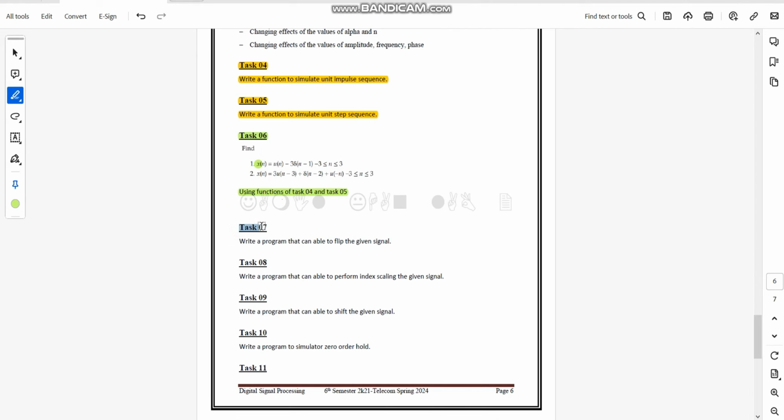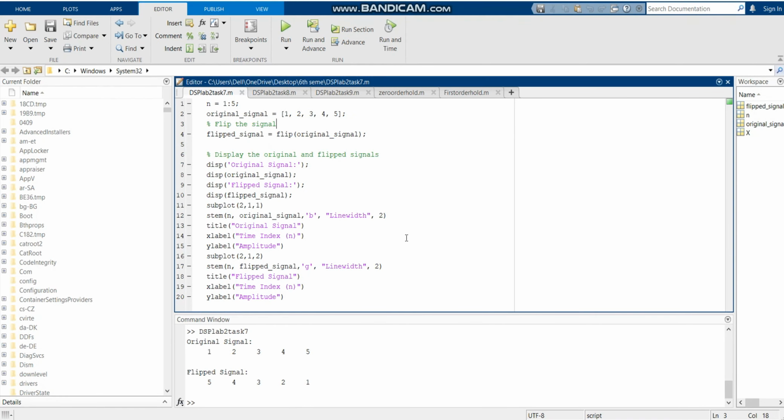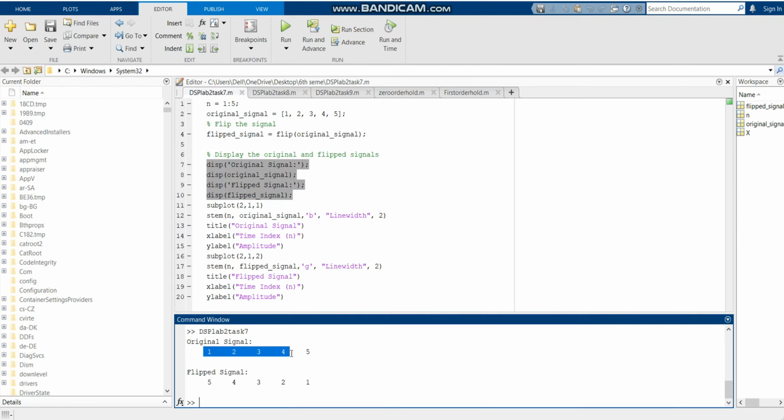Task 7 of the lab is to write a MATLAB program that is able to flip the given signal. This MATLAB code operates on a given signal, which is original signal. The code first flips the original signal using the flip function and then generates a new signal called the flipped signal. It then displays original signal and flipped signal in the command window using the disp function. The original signal is 1, 2, 3, 4, 5, whereas the flipped signal is totally the reverse form of the original signal, which is 5, 4, 3, 2, 1.